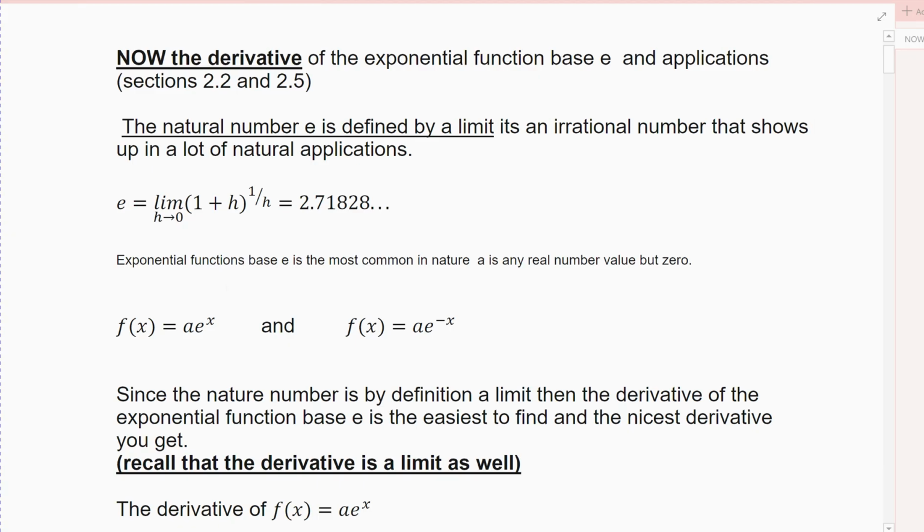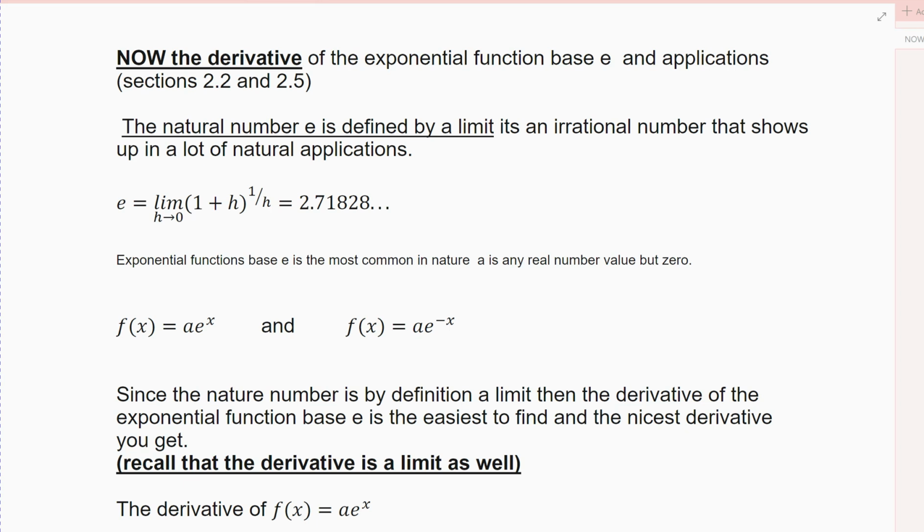Now the derivative. Again, we're only going to do the derivative of the exponential function base e and the natural log, so the log function base e. If we look at the other types, it's actually more difficult, and so we don't do them in this class because we can always convert to base e. So all of our stuff in this class will be the natural number e.